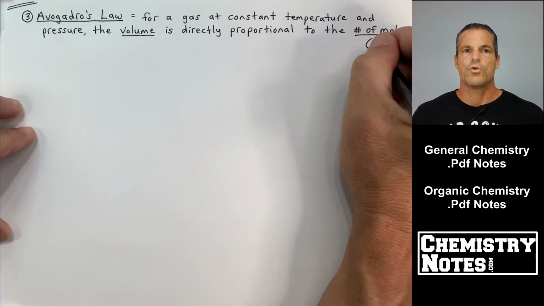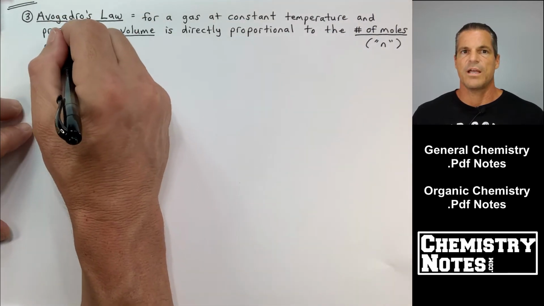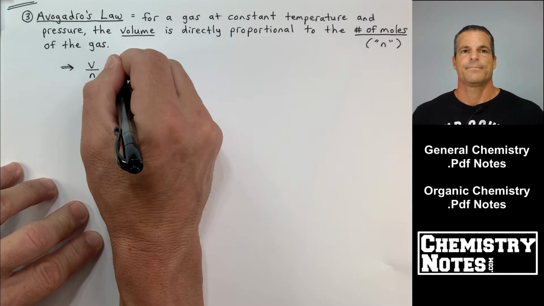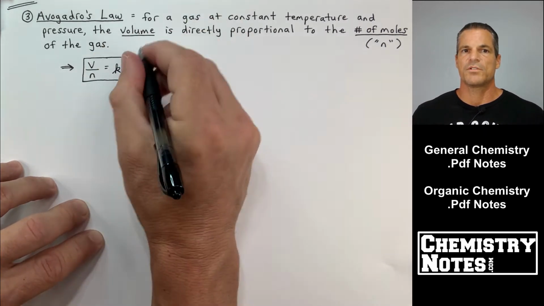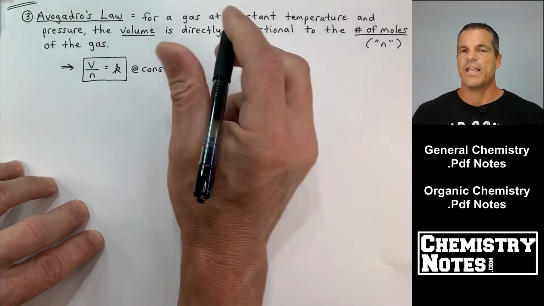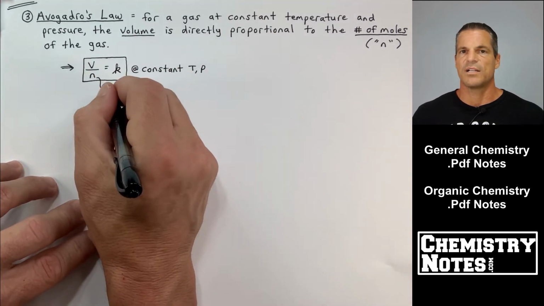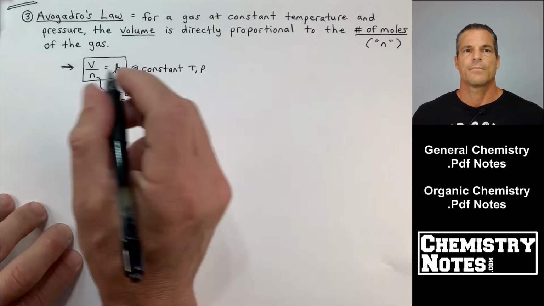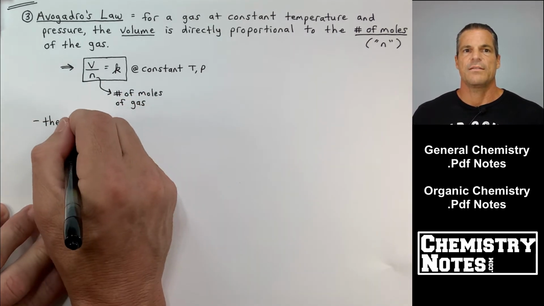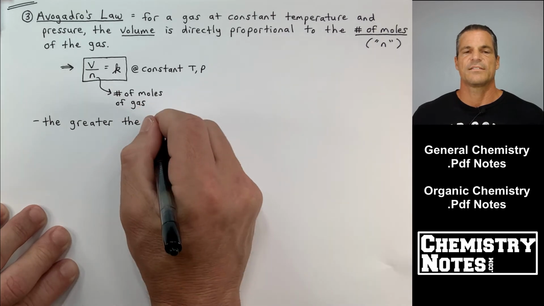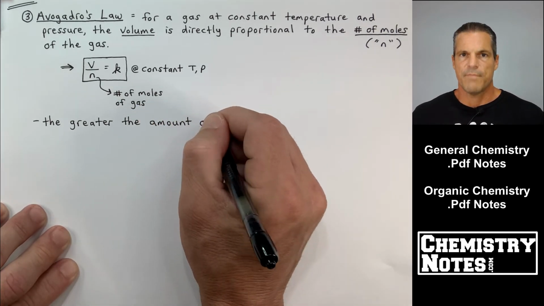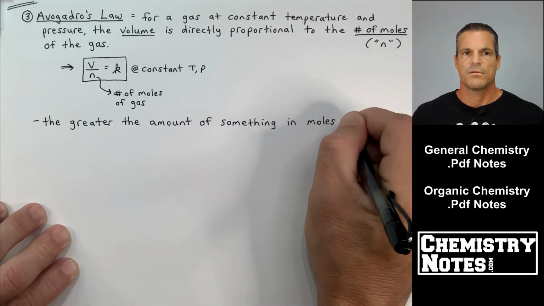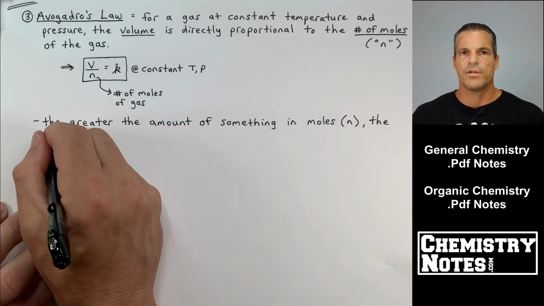So volume, capital V, V as in Victor, volume, and then we have moles, N. Well, if they're directly proportional, then V over N is always going to equal some constant K. The value of the constant does not matter. So V over N, where N is the number of moles of gas. So the greater amount of something in moles, the more space it's going to occupy.